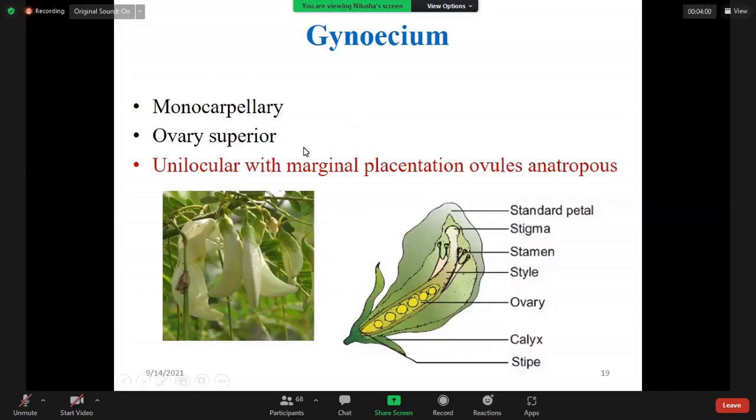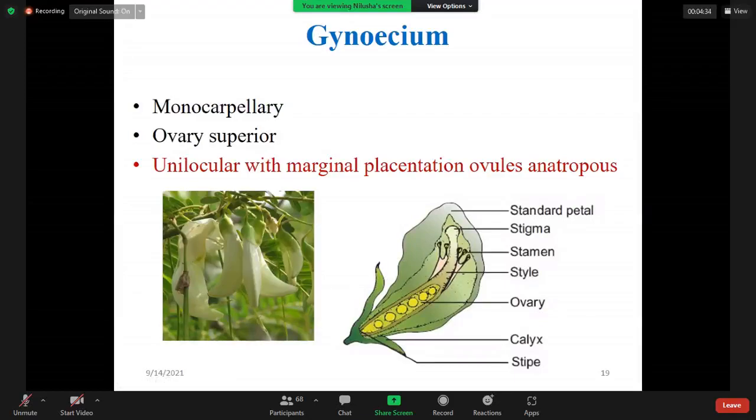In this Fabaceae family flower, you can see these flowers from the Fabaceae family crops. In this family, the gynoecium has one character called monocarpellary. Monocarpellary means that the gynoecium consists of only one carpel. So that we call it monocarpellary.